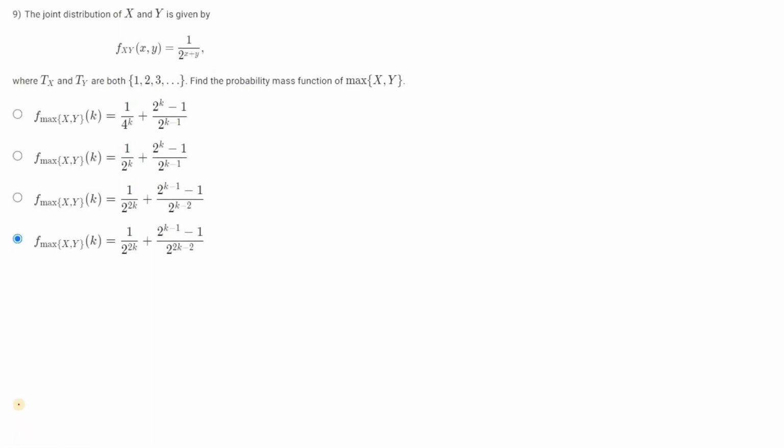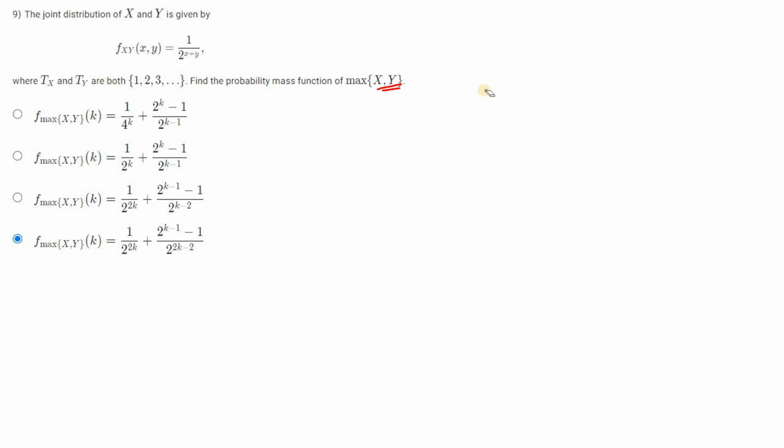Now question number 9. The joint distribution of x and y is given by fxy of x, y is equal to 1 divided by 2 to the power of x plus y, where x and y are both 1, 2, 3 and so on up to infinity. Find the probability of max function of x comma y. So now they have asked us to find out the probability of, let's say, what is the range of this particular guy. Again, this is 1, 2, 3 and so on to infinity.